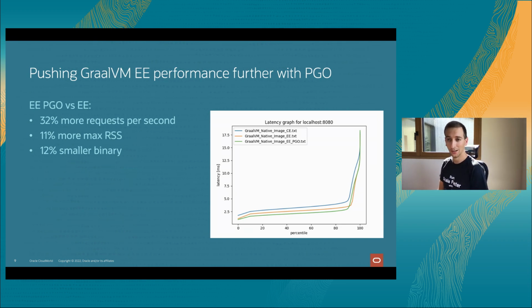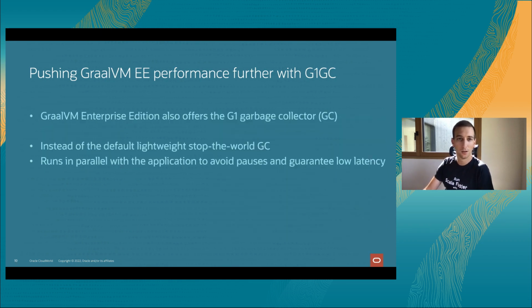As I mentioned earlier, the reason for this is garbage collection. We spawn so many requests, the application is under heavy load, so it allocates a lot of memory, and we need to free this memory at some point. And this is the point of having garbage collectors. So the good thing is that in GraalVM Enterprise Edition, we also have the G1GC garbage collector available.